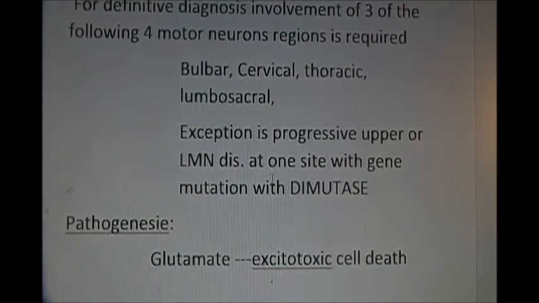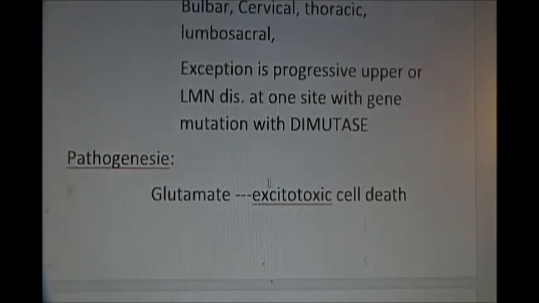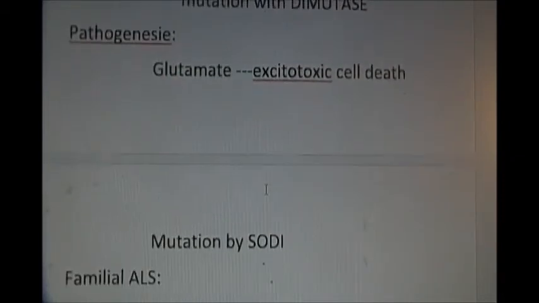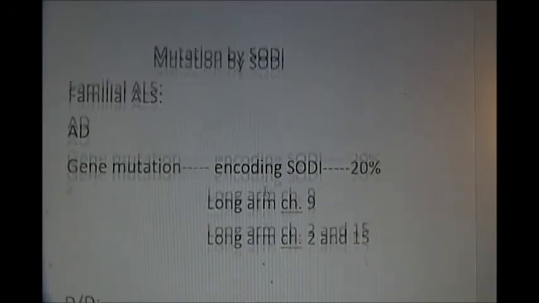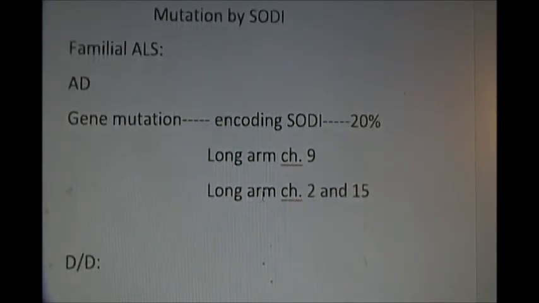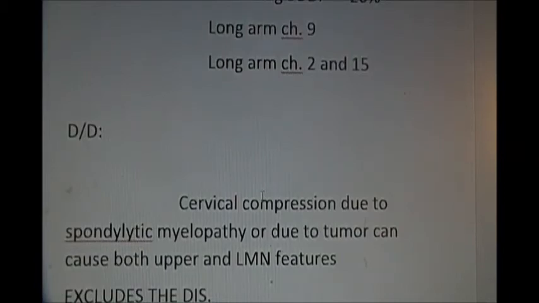The pathogenesis of ALS is due to the hyperactivity or excessive action of glutamate. Glutamate is the most abundant excitatory neurotransmitter in the brain, and excessive activity of glutamate causes excitotoxic cell death that occurs in ALS. Also there is mutation of superoxide dismutase. The familial form of ALS is autosomal dominant, and there is gene mutation encoding superoxide dismutase in 20% of cases. There is involvement of the long arm of chromosome 9 and also the long arm of chromosome 2 and chromosome 15.